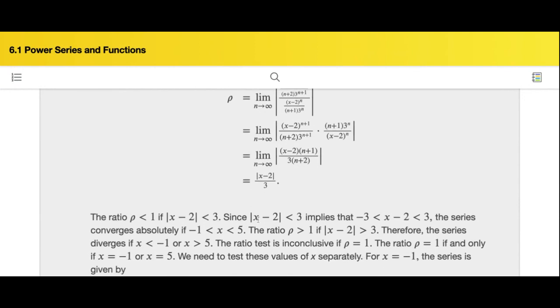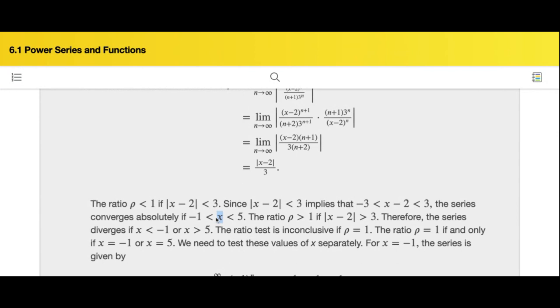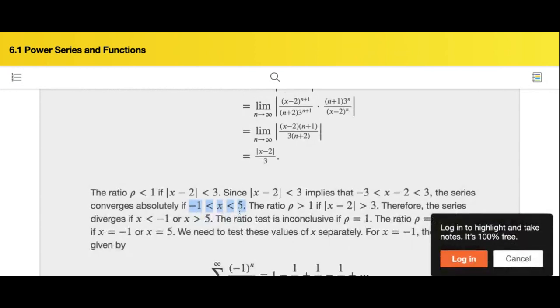Now, absolute value of x minus 2 less than 3 implies that x minus 2 is greater than -3 but less than 3. So we add 2 on both sides. That becomes x is greater than -1 but less than 5. So this is saying the series converges in this interval from -1 to 5, but not including -1, not including 5. So what happens at -1 and 5?